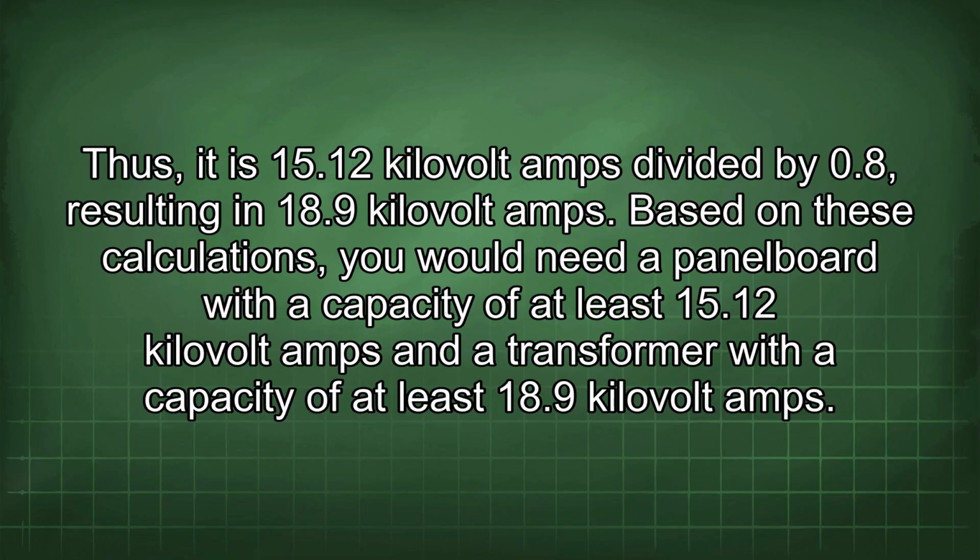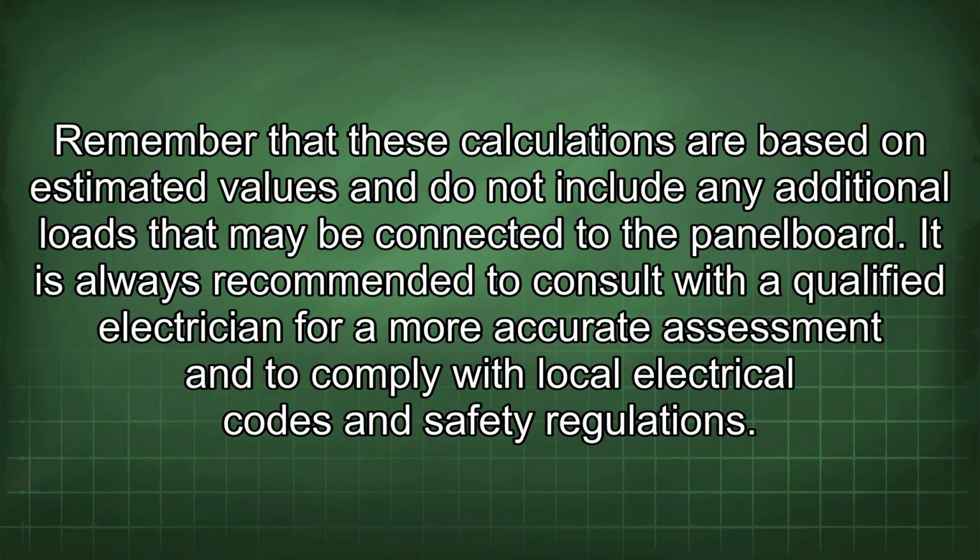Based on these calculations, you would need a panel board with a capacity of at least 15.12 kilovolt amps and a transformer with a capacity of at least 18.9 kilovolt amps. Remember that these calculations are based on estimated values and do not include any additional loads that may be connected to the panel board. It is always recommended to consult with a qualified electrician for a more accurate assessment and to comply with local electrical codes and safety regulations.